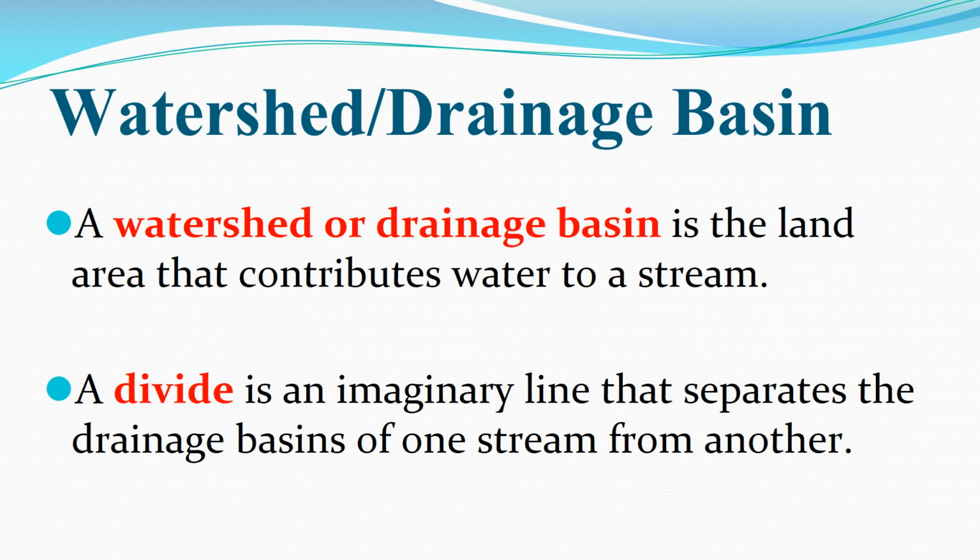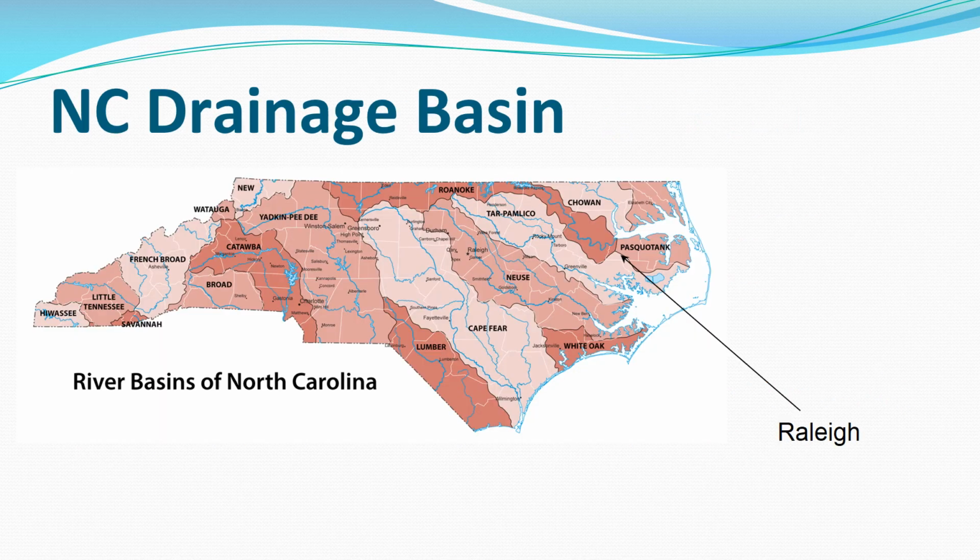All right, so watershed. Y'all watch the video if you did your work for it today. But a watershed, or drainage basin, is the land area that contributes water to a stream. A divide is the imaginary line that separates the drainage basin of one stream from another. So yes, there is a place that the water has to go. It pretty much holds your water.